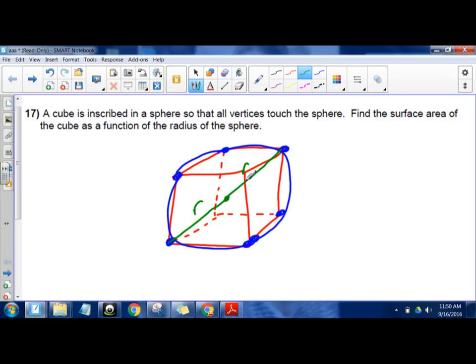So essentially what I need is the surface area of a cube, which is just equal to 6 times the area of the faces. I could just call the side of this face x, and they're all the same because it's a cube. We need a little more information. If you draw this triangle right here, the hypotenuse of this right triangle is 2r, and one of the sides is x. So we need the other side.